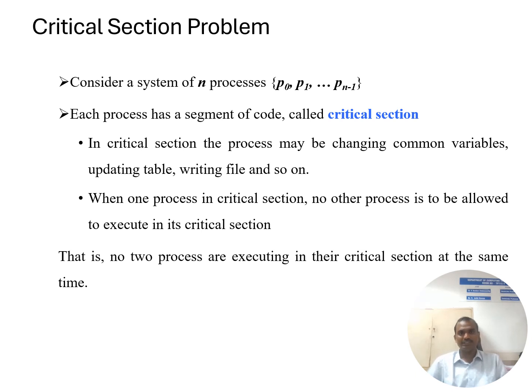Each process has a segment of code. That segment of code we can call the critical section. In the critical section, the process may be changing common variables, updating tables, writing files, and so on.